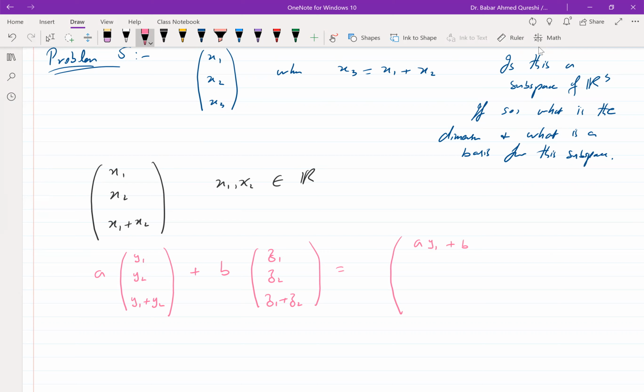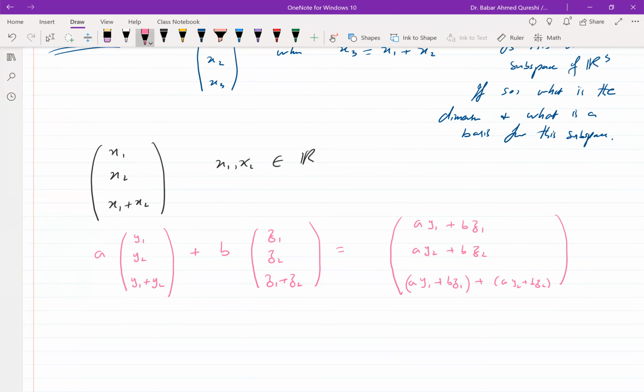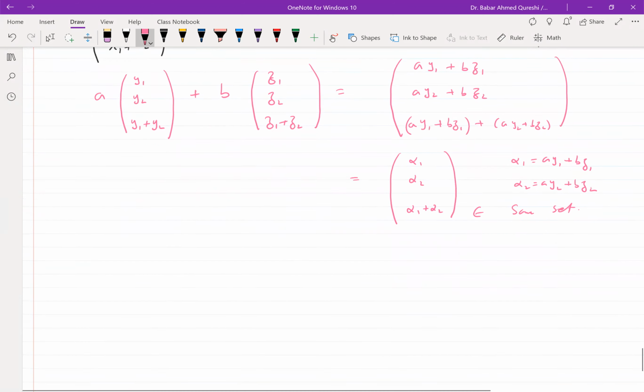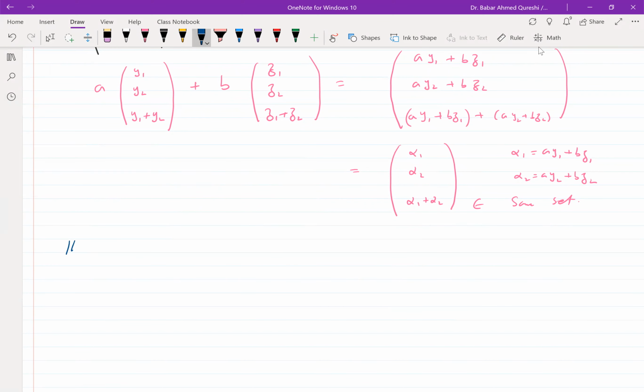So I get this, and over here I get, I can write this sum in this form. So it is something like this: alpha 1, alpha 2, alpha 1 plus alpha 2, where alpha 1 is this and alpha 2 is this. So it does belong to the same set. So that means this subset is a subspace.